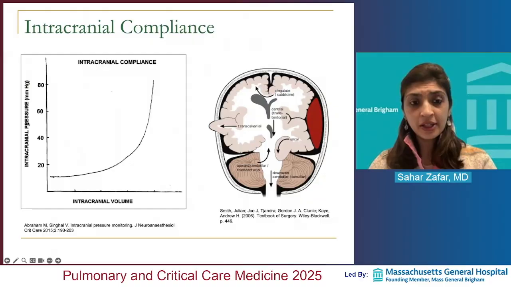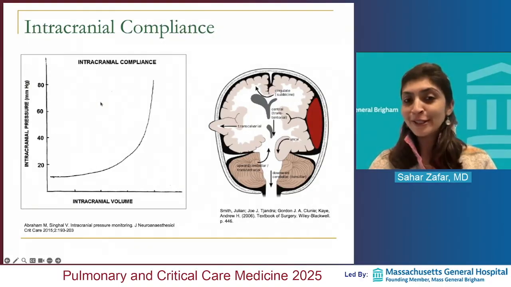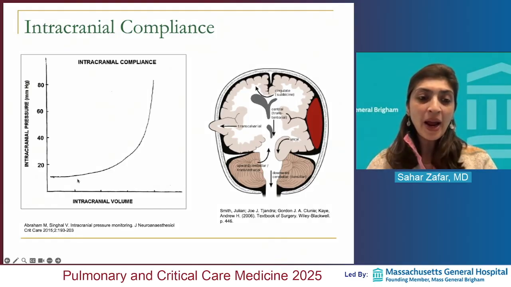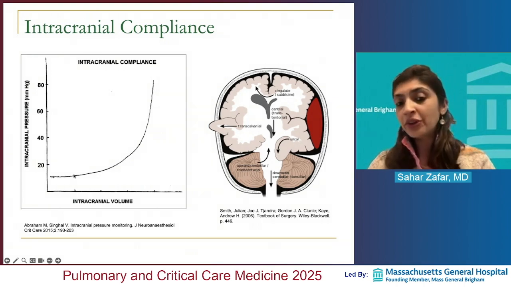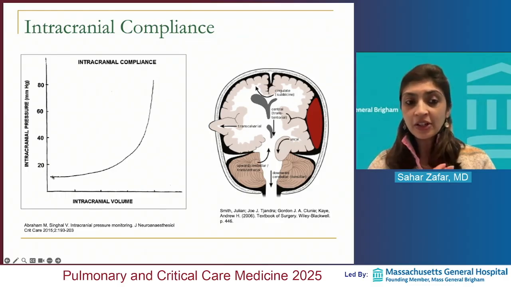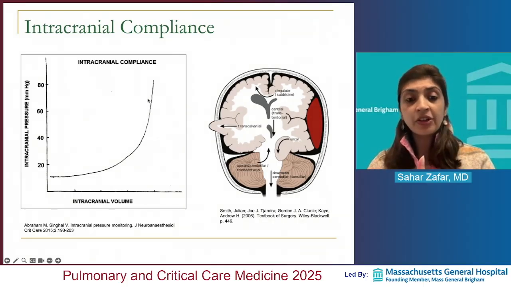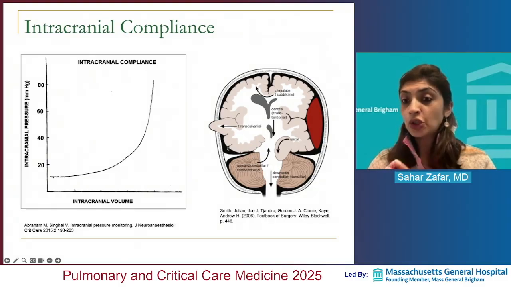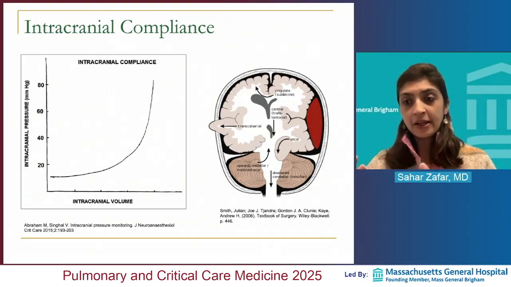In addition to the Monro-Kelly doctrine, another important concept is that of intracranial compliance. This is very similar to pulmonary or lung compliance, where for a certain range of intracranial volumes, through the compensatory mechanisms that we just described, as the volume increases, the intracranial pressure is maintained. However, there comes a tipping point beyond which the normal compensatory mechanisms can no longer keep up, and slight increases in intracranial volume result in significant increases in intracranial pressure. And this is when we start to see tissue shifts, defined as herniation syndromes.